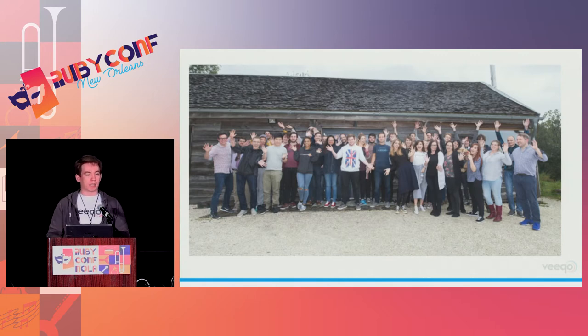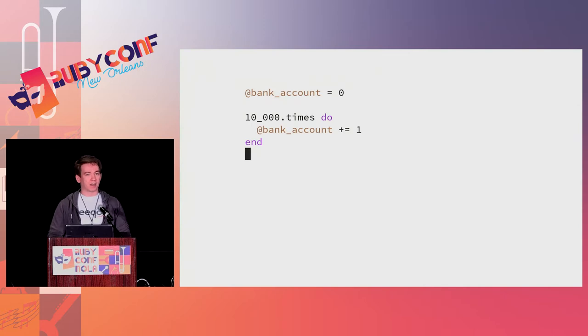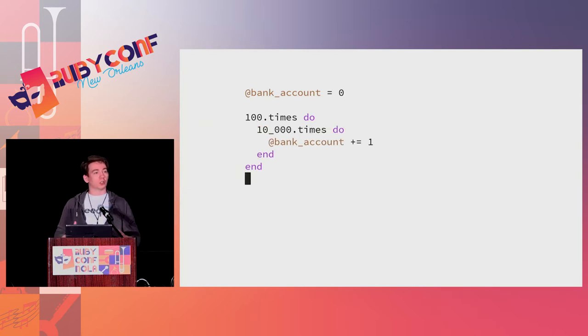I will start with an example of how to earn $1 million in Ruby. In Ruby, you have to start small. You have to start with first 10,000. So if you get a bank account and you add a buck to it 10,000 times, you will get 10,000. If you repeat this cycle for 100 times, you will get $1 million. And trust me, after 15 years in this industry, I can assure you this is the only way you can earn so much money in Ruby.